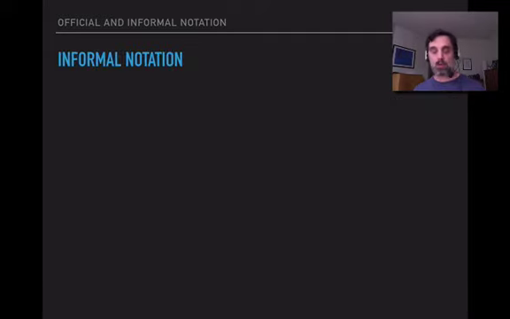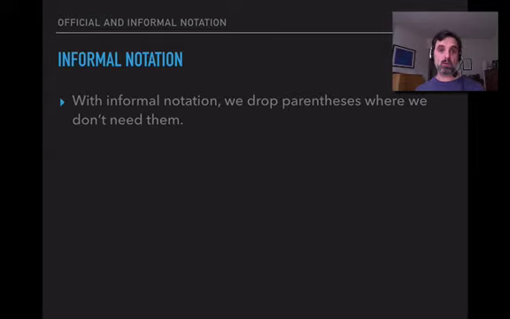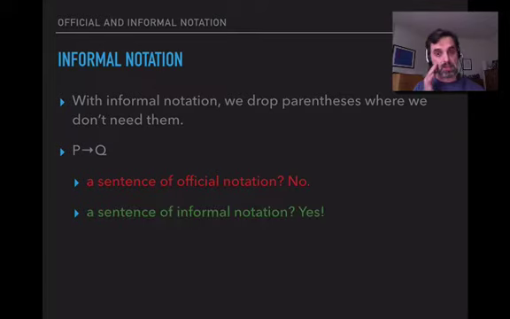But we're still going to allow ourselves to drop parentheses when we don't need them. And we're going to say that when we do drop parentheses according to certain rules, then the thing we get is not official notation, but it is informal notation. So this, P arrow Q, it's not official notation because it's not a sentence according to the rules, but we're going to say it is a sentence of informal notation.